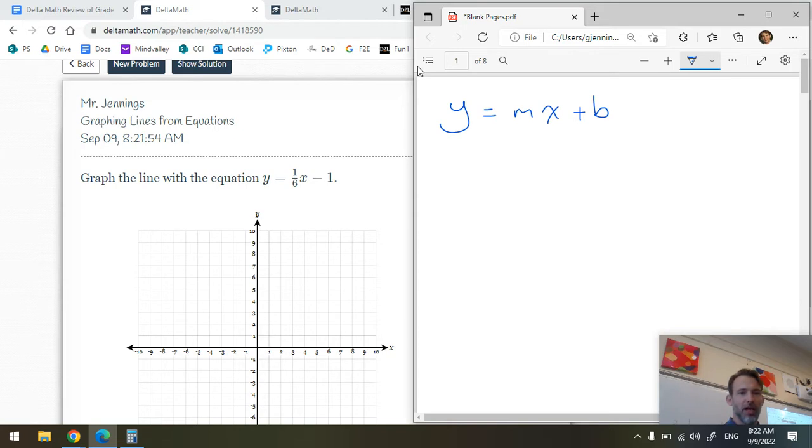This is a bit of a deep cut going back to grade 9, looking at how we graph lines in the form y equals mx plus b. This is my personal favorite way to arrange a linear relation.